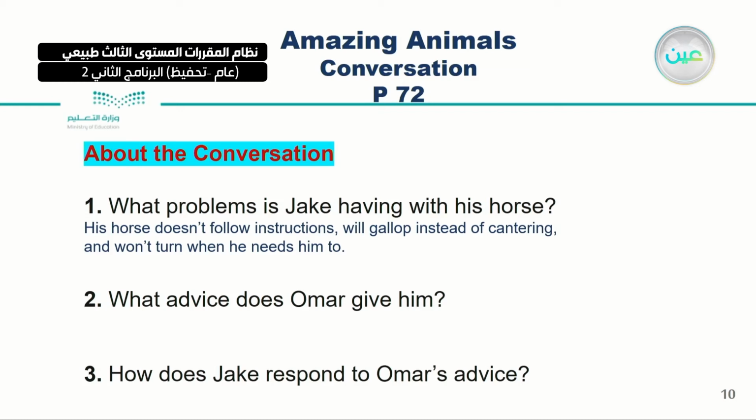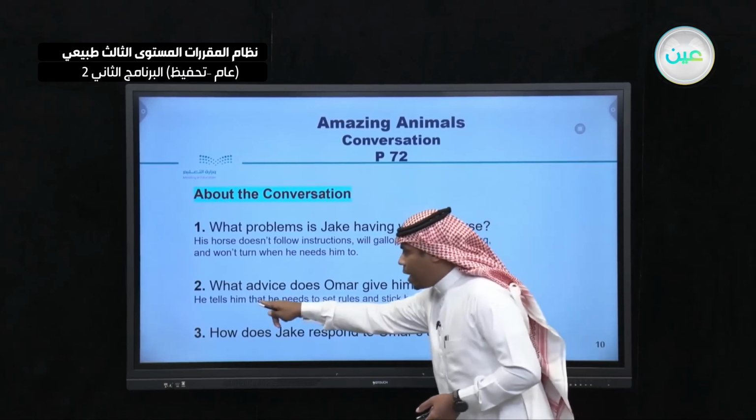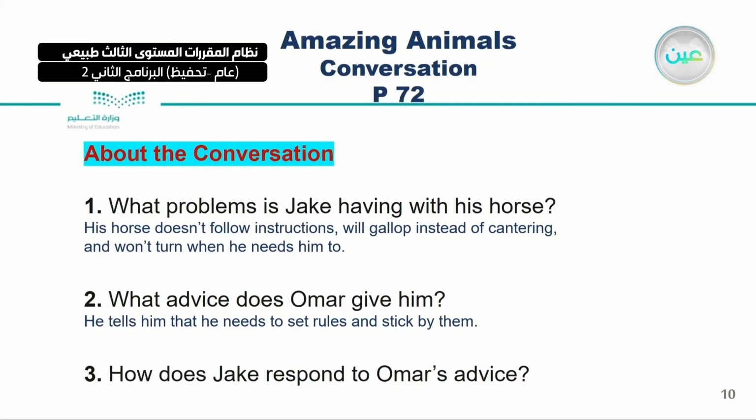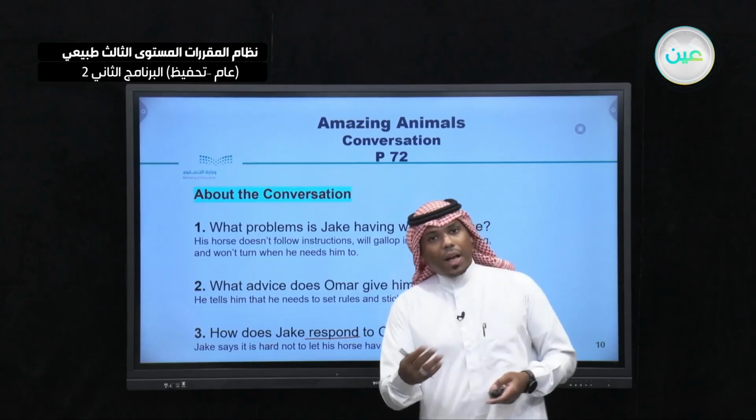Number 2, what advice does Omar give him? The advice was, he tells him that he needs to set rules and stick by them. Number 3, how does Jack respond to Omar's advice? Jack says it is hard not to let his horse have his way, because his horse is sometimes all friendly and nice.